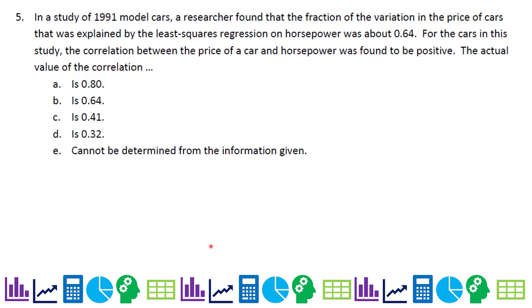In a study of 1991 model cars, a researcher found that the fraction of the variation in the price of cars that was explained by the least squares regression on horsepower was about 0.64. For the cars in this study, the correlation between the price of a car and horsepower is found to be positive. The actual value of the correlation is what? So we know r squared is 0.64, and r is plus or minus the square root of 0.64, or basically plus or minus 0.80. Now they told you it was positive, so we'll say it is positive 0.80. Now if you need the slope, remember that r has to match the sign of the slope. So that's how you could narrow it down when you have this plus or minus.